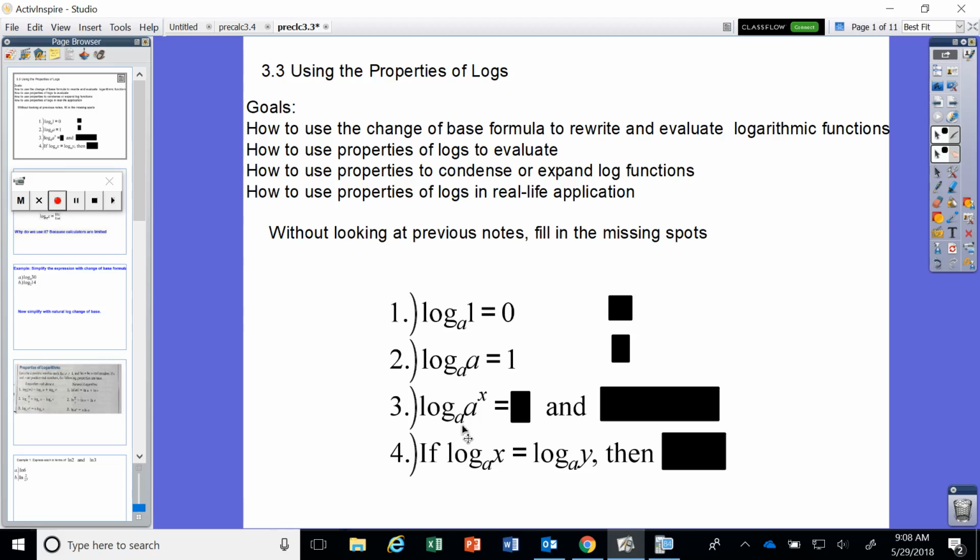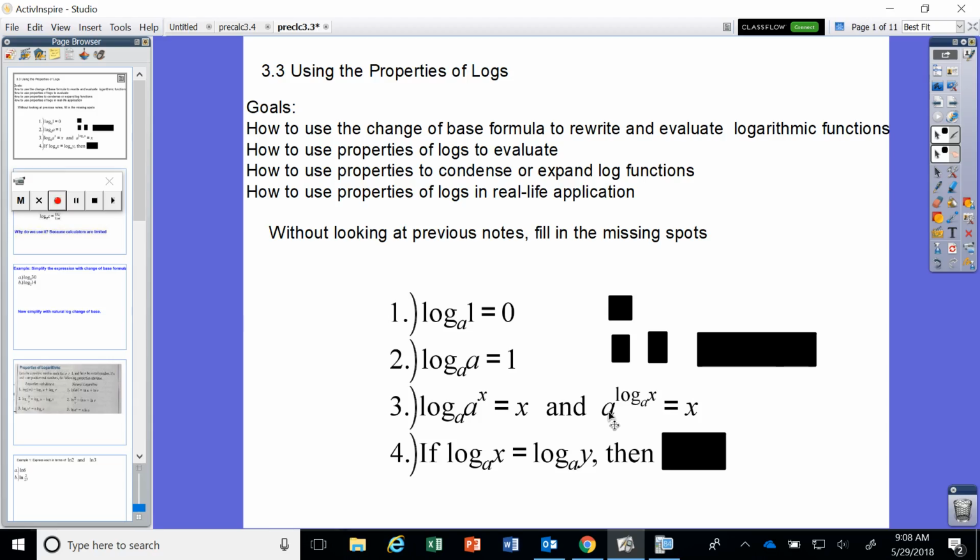Log base A of A to the x. What do you guys remember from that? Same bases, thus we end up getting our exponent. What was behind here? This was our second way to write it, and hopefully we recall that we could do it like this as well, where we raise the base to a logarithmic exponent, and you get the same result. Now, finally, log base A of x equals log base A of y. The only way this happens is if what? Hopefully you remember that x and y are the same in the end.